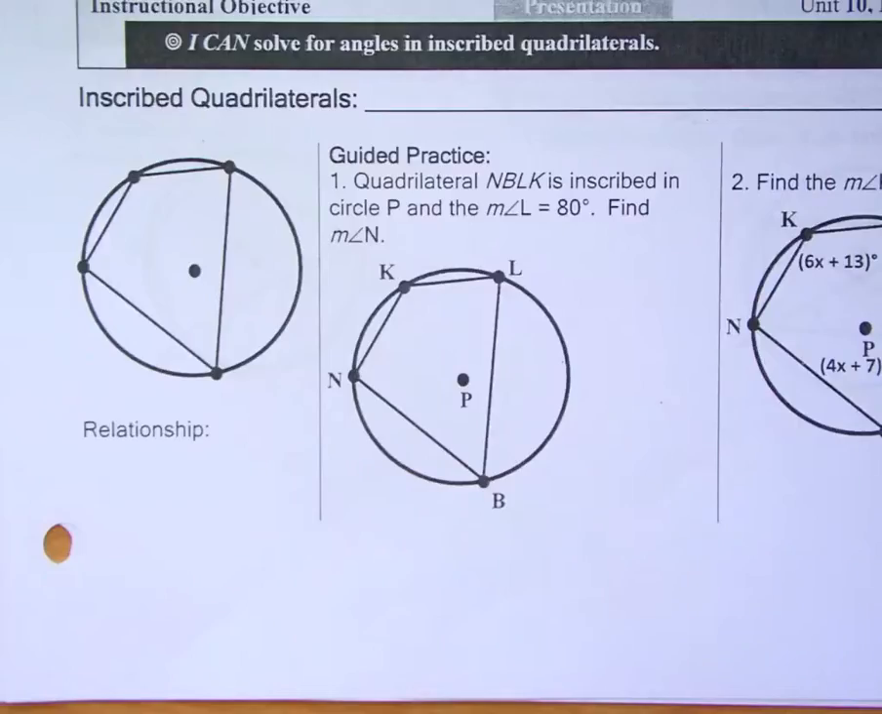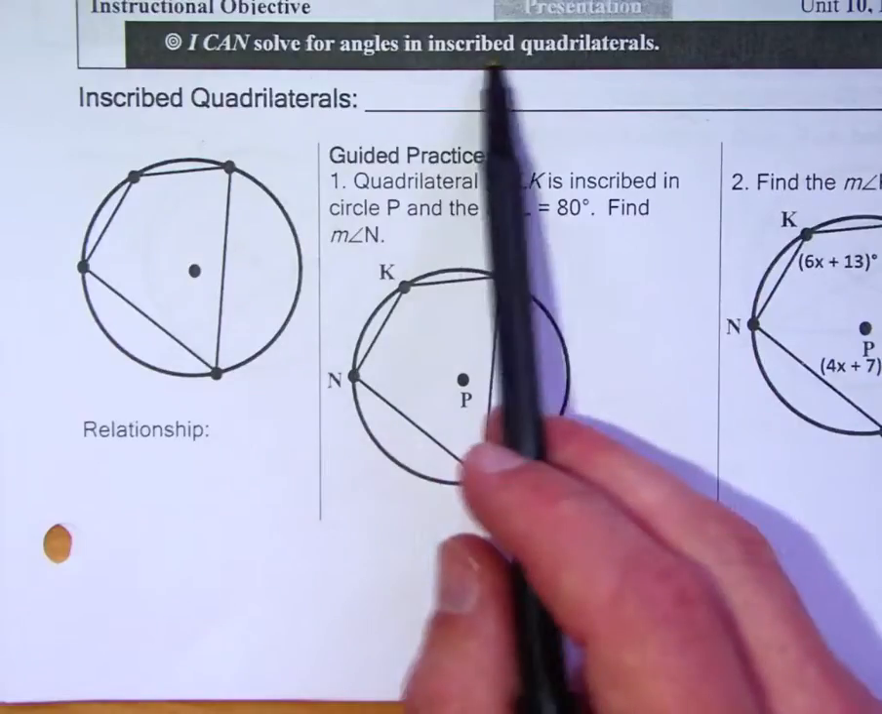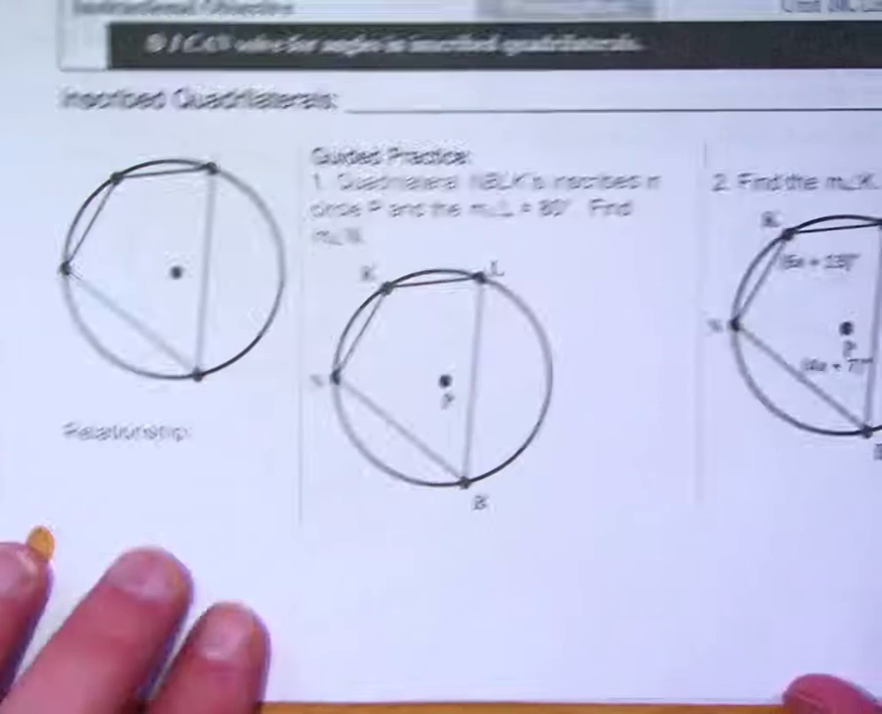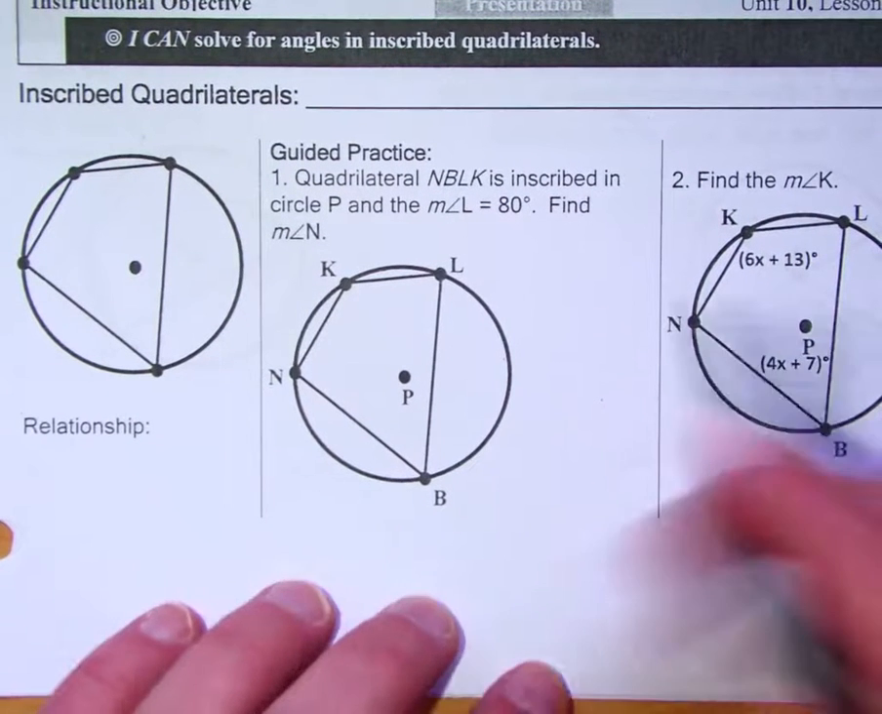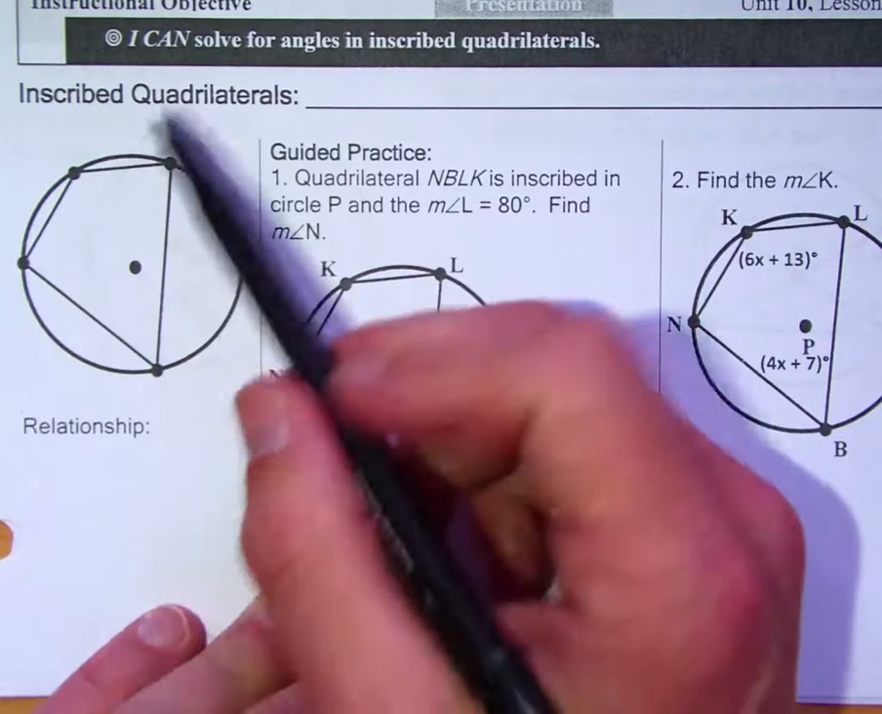Unit 10, Lesson 6. I can solve for angles in inscribed quadrilaterals. This is a short lesson. Let's go ahead and define what we mean by inscribed quadrilaterals.